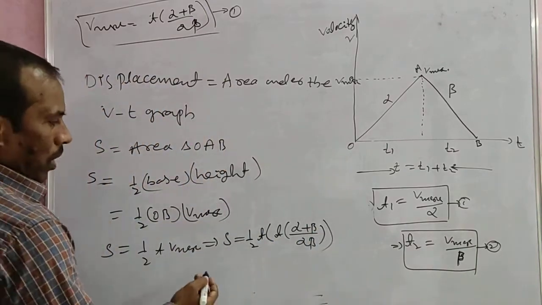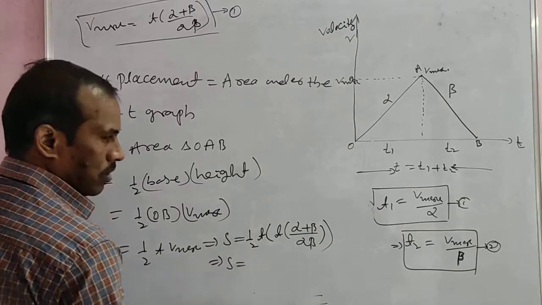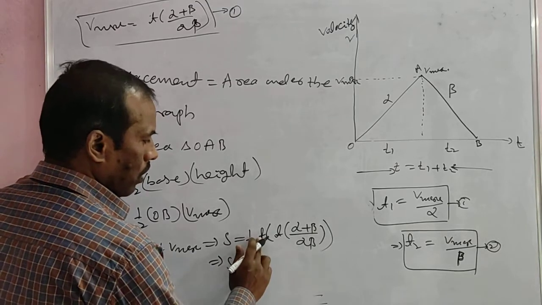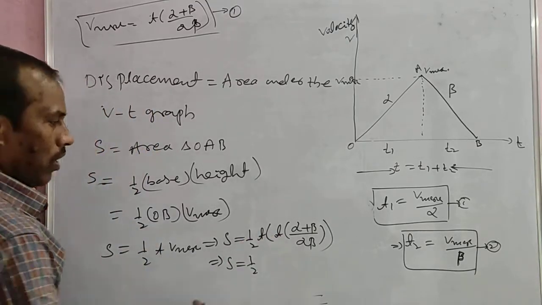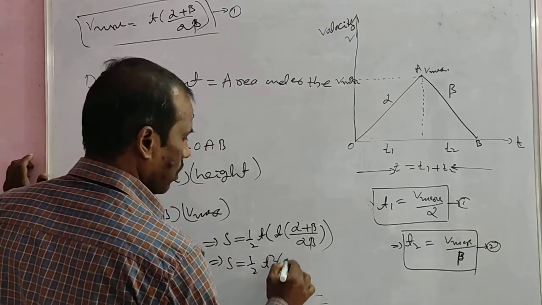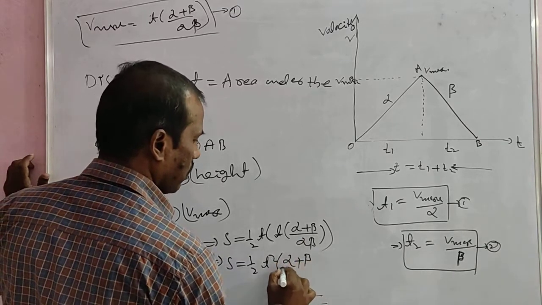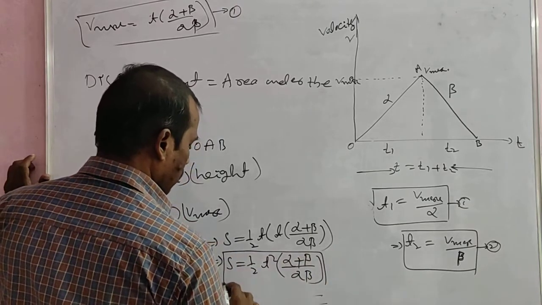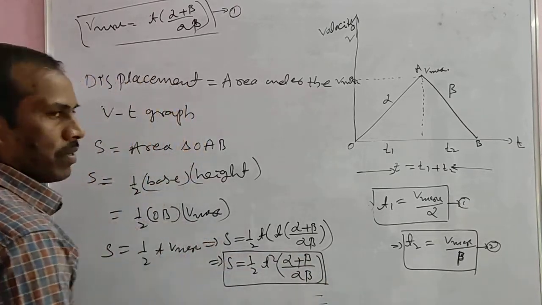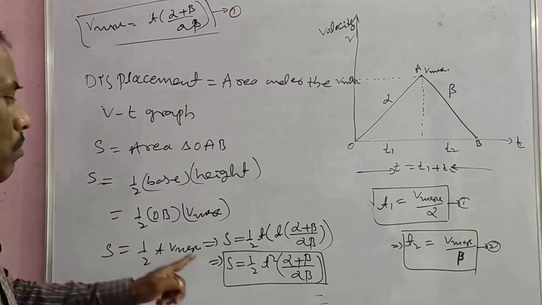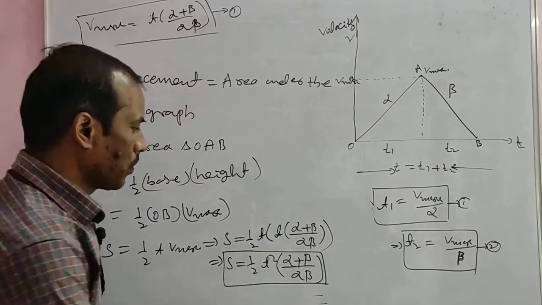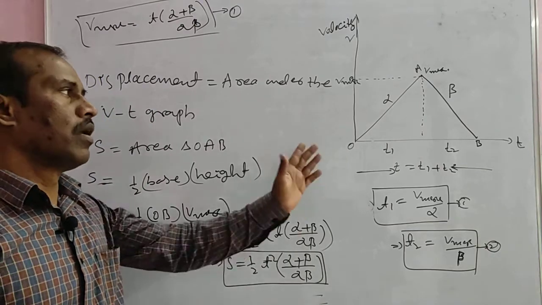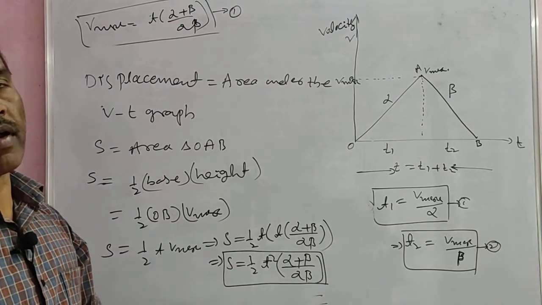1. Next, simplifying, the displacement of the bus is S is equal to 1 by 2 into T into 2T square into (alpha plus beta) by alpha beta. This is the total displacement of the bus in the journey of the bus. S is equal to 1 by 2 T square into (alpha plus beta) by alpha beta. This is a graphical method, this one here, graphical method.